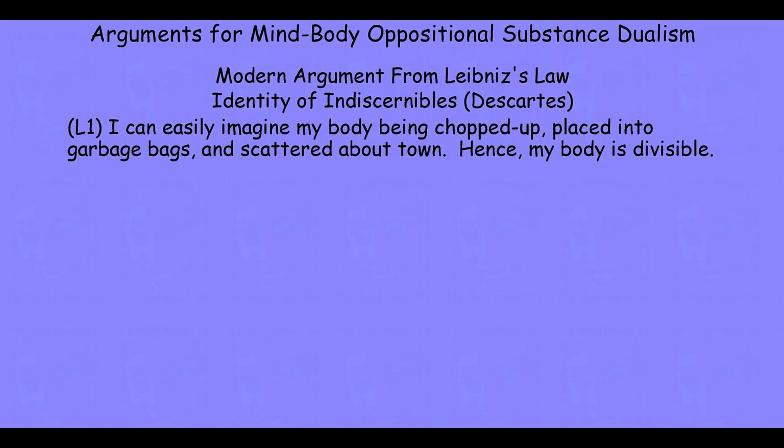Premise 1: I can easily imagine my body being chopped up and placed into garbage bags and scattered about town. Hence, my body is divisible. This is a fundamental property of physical objects in Descartes' Meditations. They are divisible by nature. So for him, it's easy to imagine dividing up any physical body whatsoever.